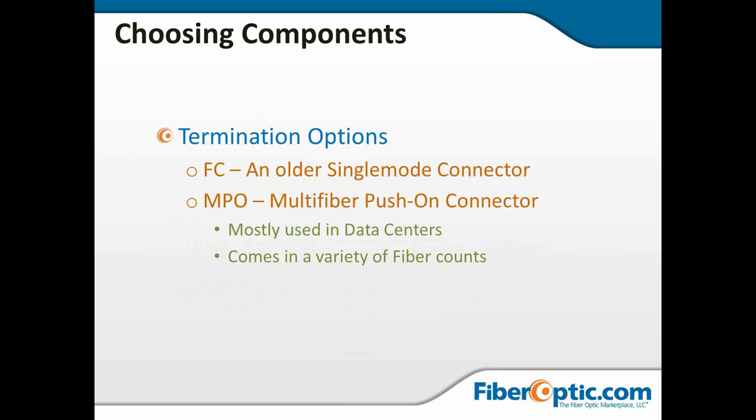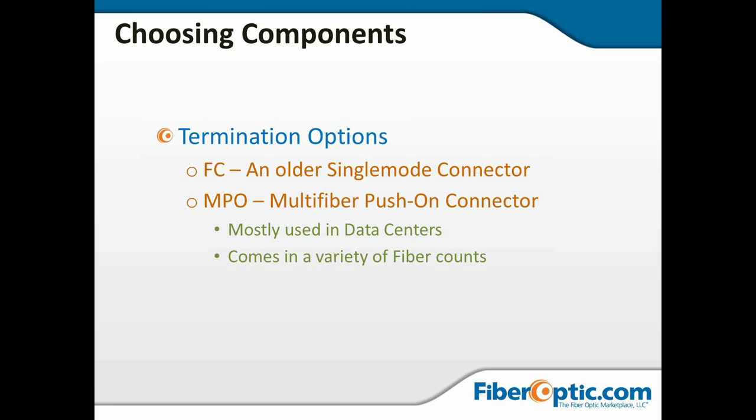Some of the other termination options: the old FC connector. There's still some of them out there, and I've gone out on a couple of testing jobs where I still saw FC connectors out in the field. Those are the ones that are threaded all the way, and they look like a coax connector in a lot of ways. I'm thinking that the F probably came from the old F connectors. It was a single mode connector used primarily in the telecoms world.